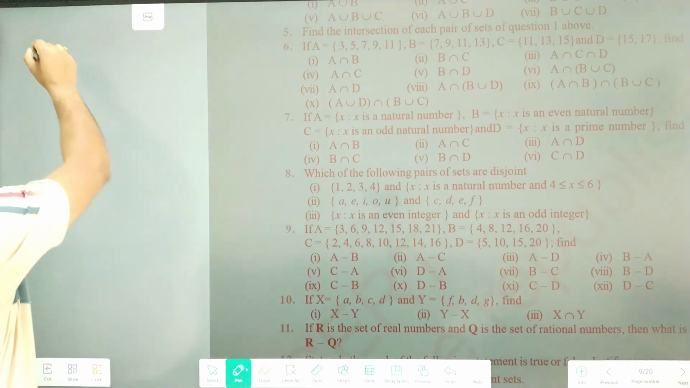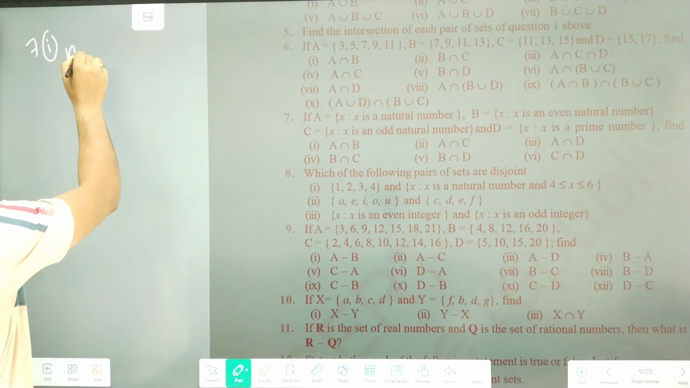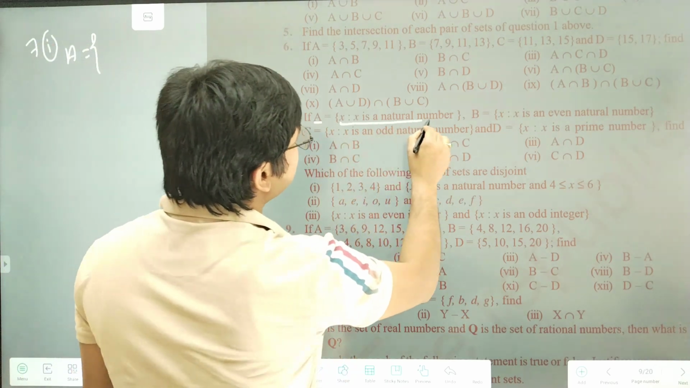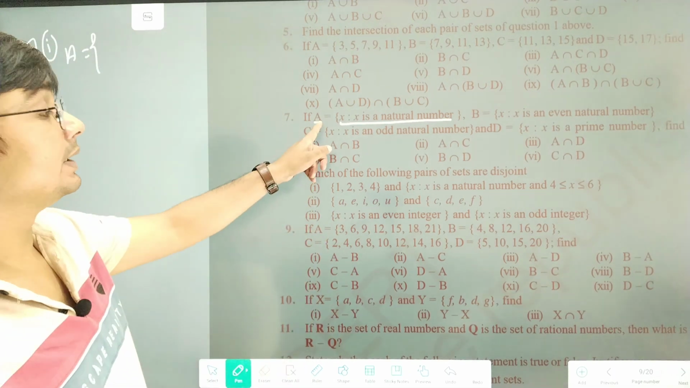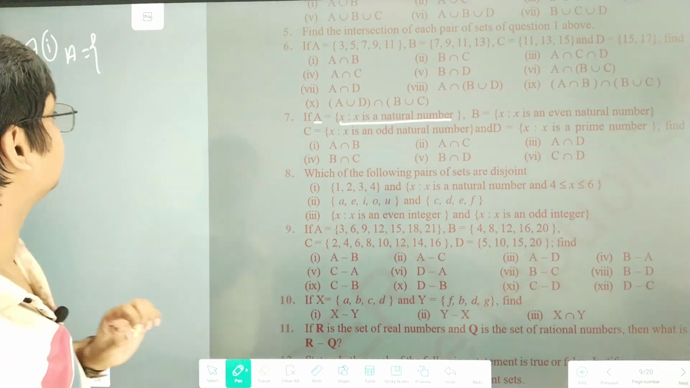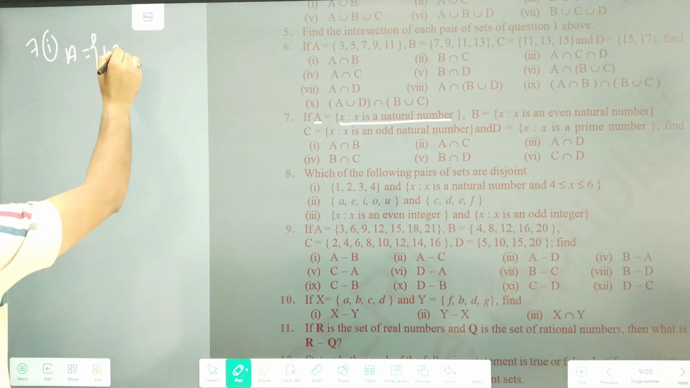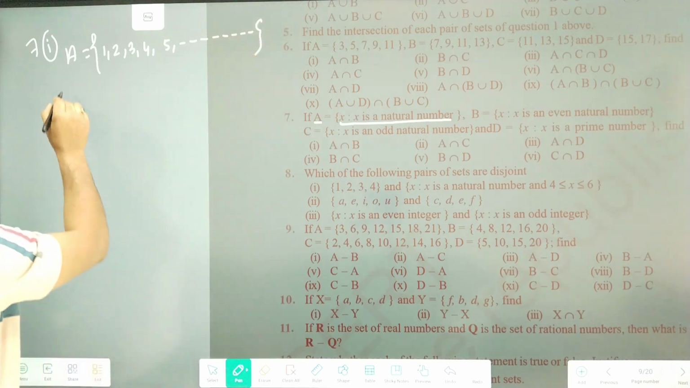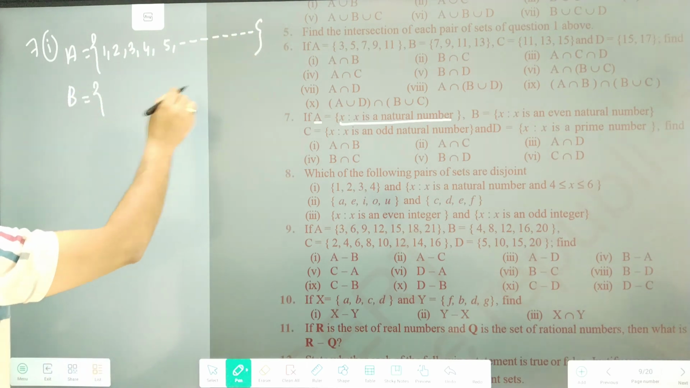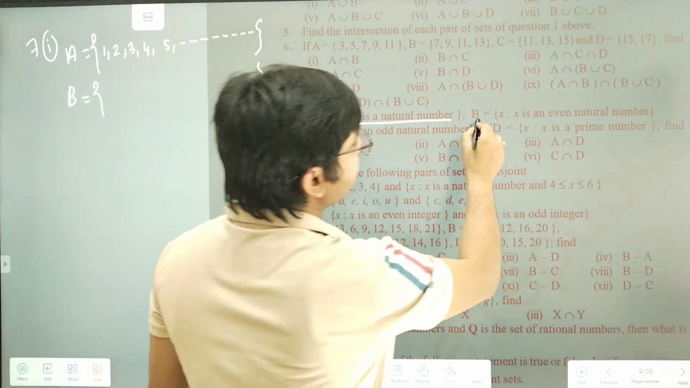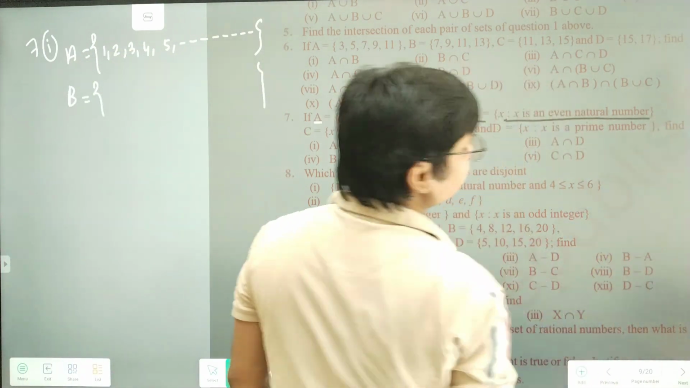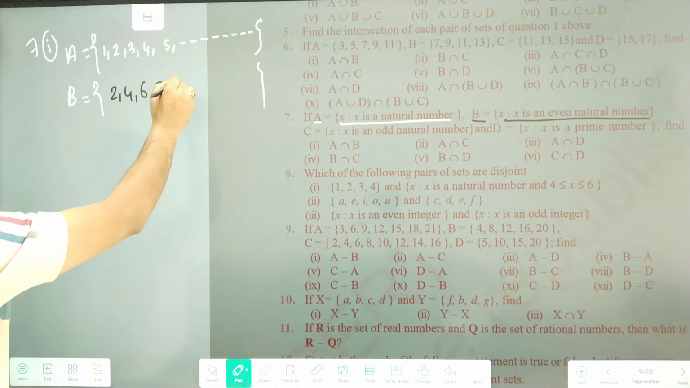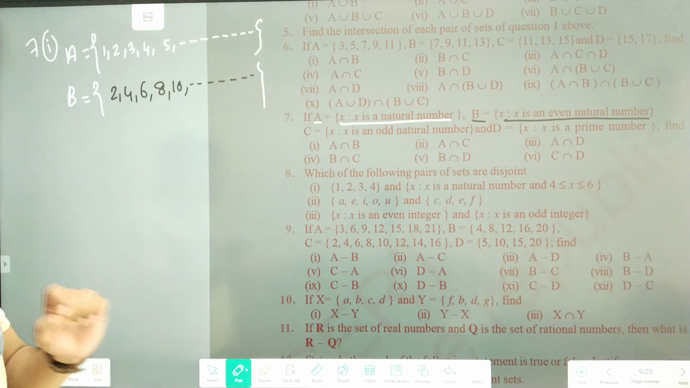Okay, so in the first set you see A. Yes, so what will be the elements of this set? Here you see x is a natural number. That means this set capital A will contain all the natural numbers. So that means here will be 1, 2, 3, 4, 5 and so on. Yes, so this is our A. So what will be B here? You see, x is an even natural number: 2, 4, 6, 8, 10 and so on. Yes, this is our even natural number.